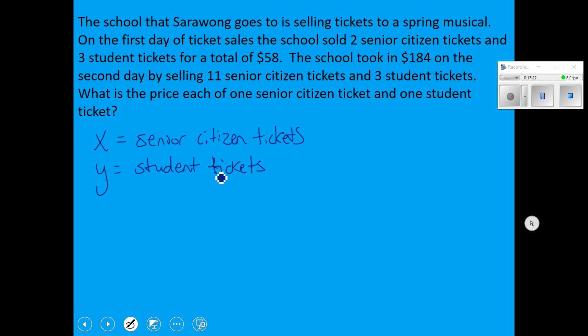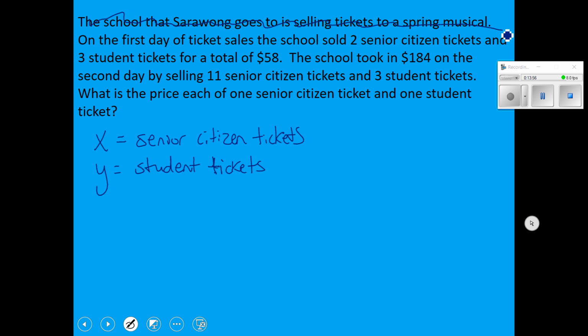So hopefully you've tried it on your own now. I'm going to first say that if I look at my first sentence, the school that Sarah Wong goes to is selling tickets for the spring musical. That's just extra. You don't need that. Let's look at the next sentence. On the first day of tickets, the school sold 2 senior citizen tickets and 3 student tickets for a total of $58. How would you set that up into an equation?